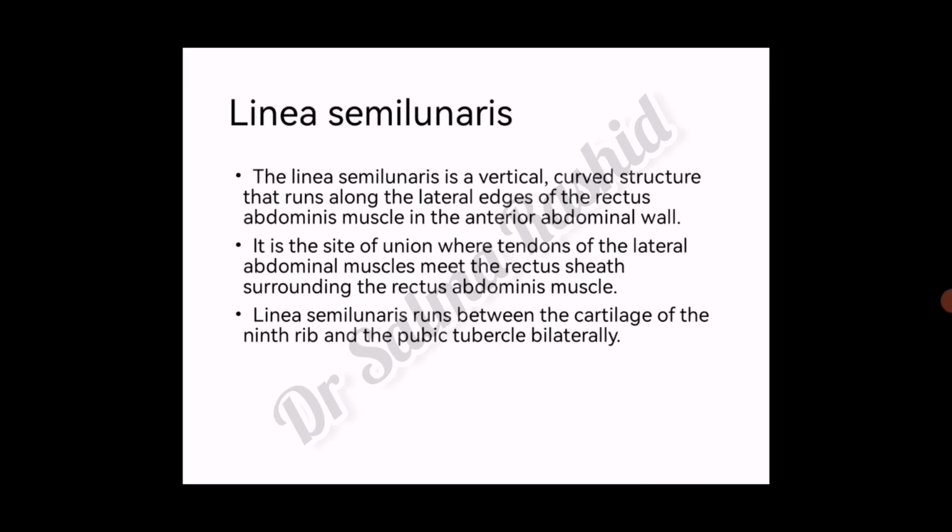Now, linea semilunaris. It is a vertical curved structure that runs along the lateral edges of the rectus abdominis muscle in the anterior abdominal wall. It is a site of union where tendons of the lateral abdominal muscles meet the rectus sheath surrounding the rectus abdominis muscle. Linea semilunaris runs between the cartilage of the 9th rib and the pubic tubercle bilaterally.